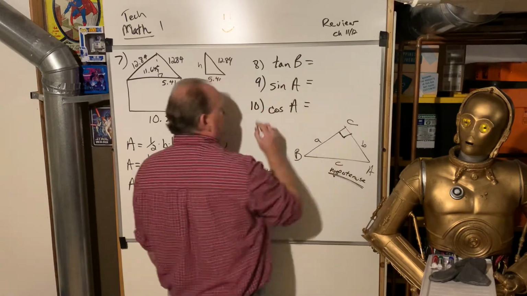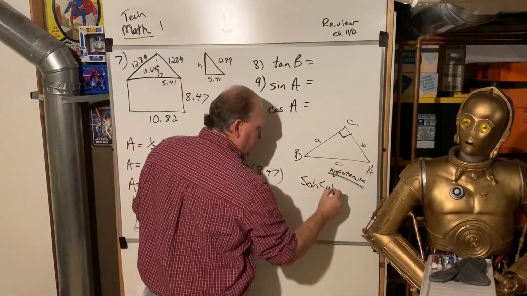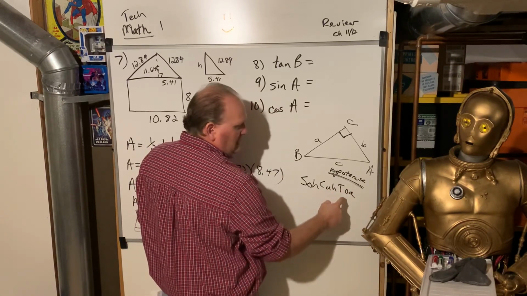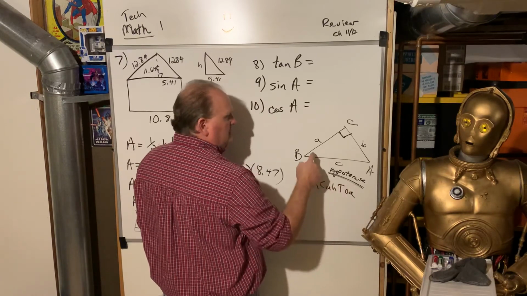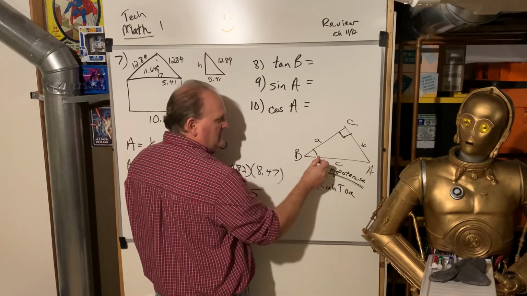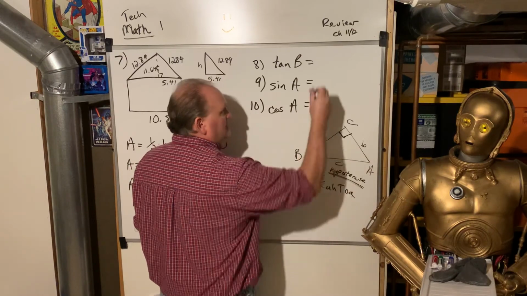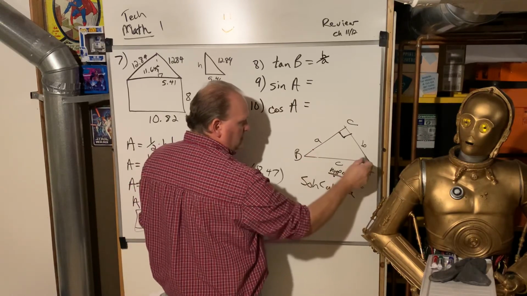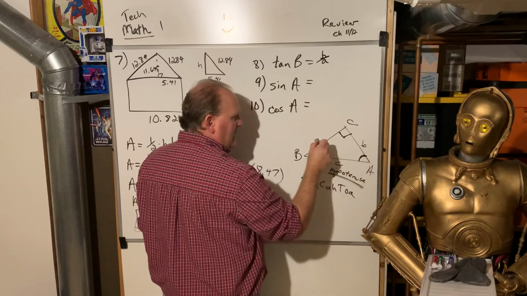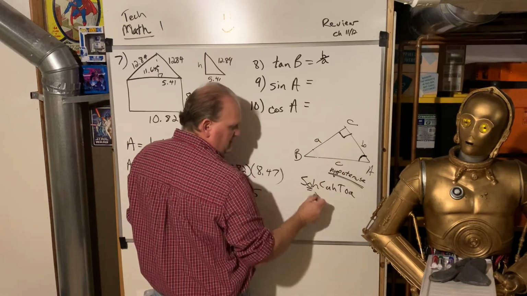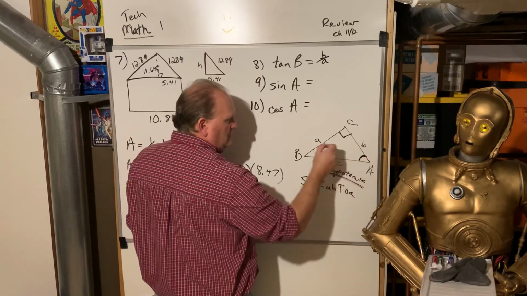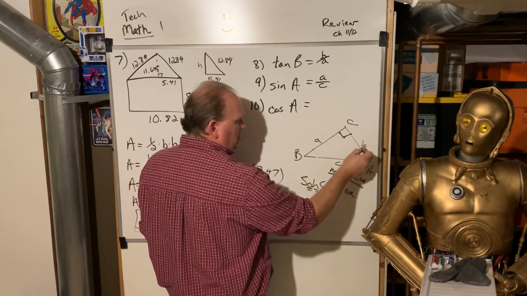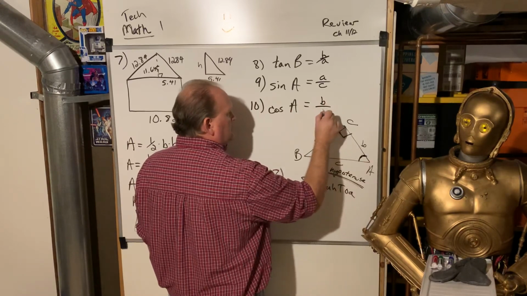So SOHCAHTOA, what does that mean? SOHCAHTOA means the sine is opposite over hypotenuse, the cosine is adjacent over hypotenuse, and the tangent is opposite over adjacent. So when they want the tangent of this angle, B, that's opposite over adjacent, B over A. The sine of A, so I'm going to erase that. We're on this angle now. The sine of A is opposite over hypotenuse, so A over C. And the cosine of A is adjacent over hypotenuse, B over C.